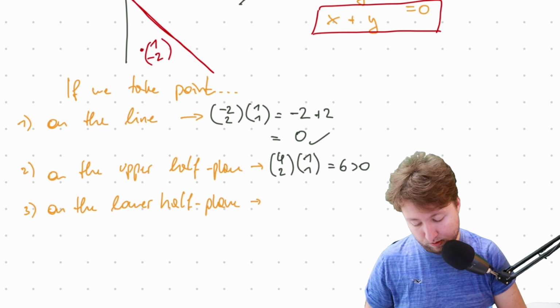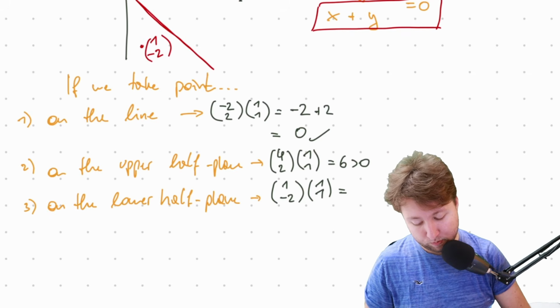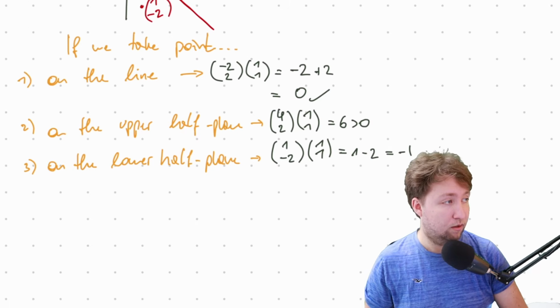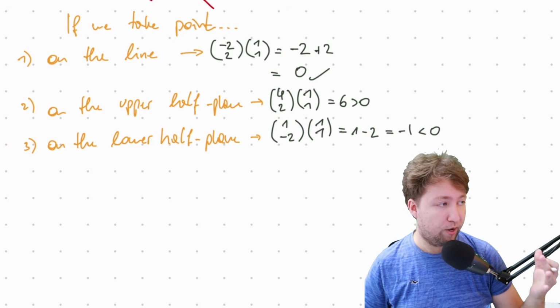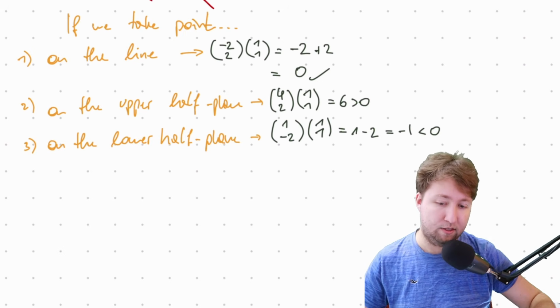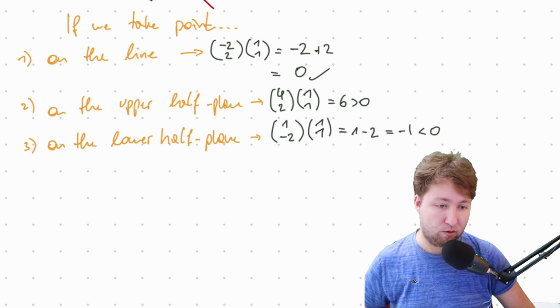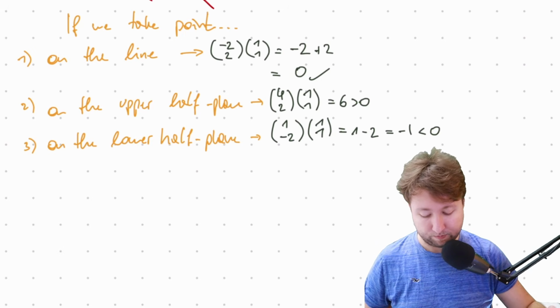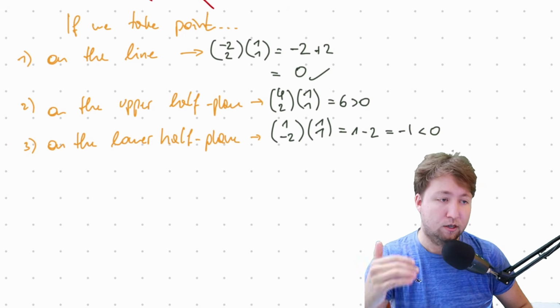So let's say we take the point 1, -2 with the normal vector. That's 1 times 1 is 1, minus 2 times 1 is minus 2, 1 minus 2 is minus 1, and that's less than 0. So you see, depending on where the point is, whether we are in the half plane in the direction of the normal vector, or in the half plane opposite to the direction of the normal vector, the result on the left-hand side will either be larger than the number from the normal vector equation or smaller.